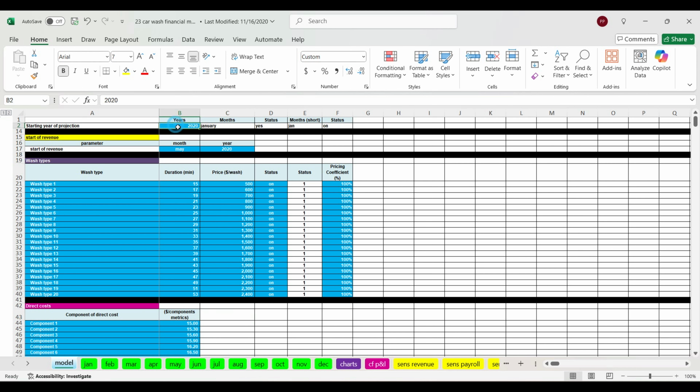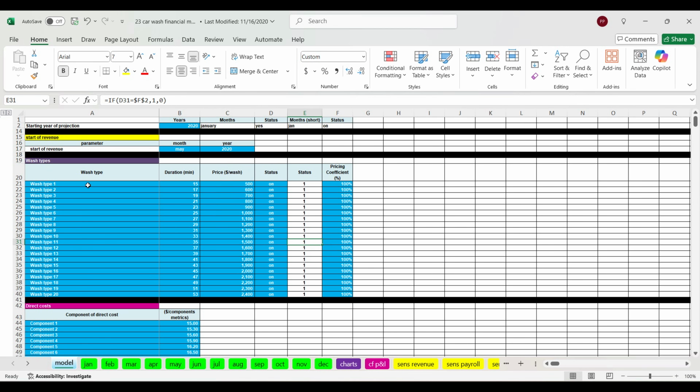So first of all we are specifying the year of the first financial inflows or outflows of this project. Usually it is the beginning of the investment stage. So this is input number one. Then we are specifying the month and year when we get the first revenues.